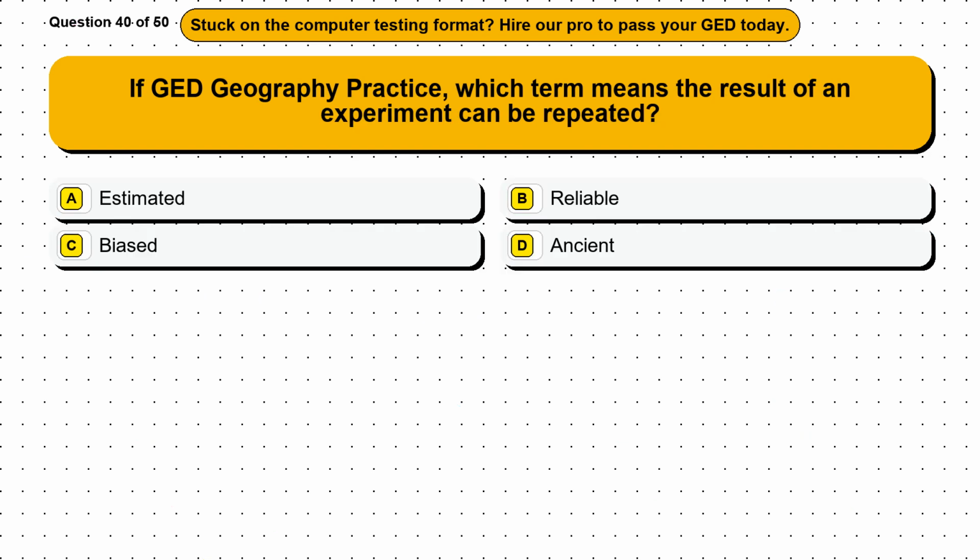Question 40. If GED Geography Practice, which term means the result of an experiment can be repeated? Option A, estimated. Option B, reliable. Option C, biased. Option D, ancient.